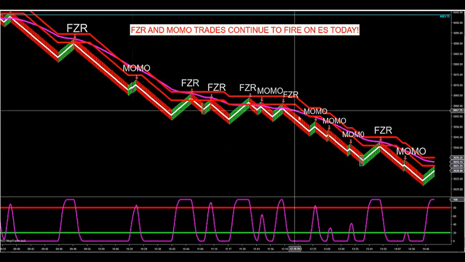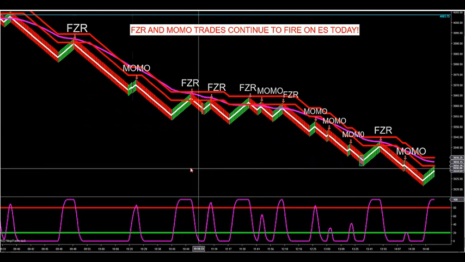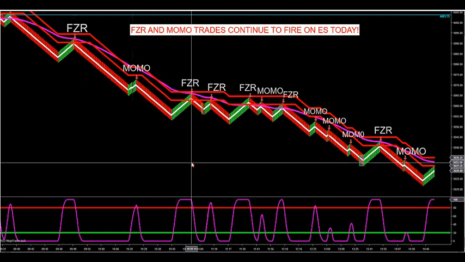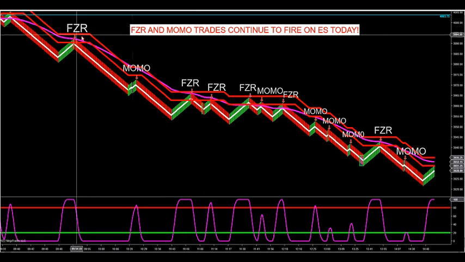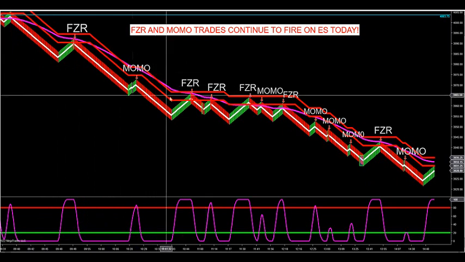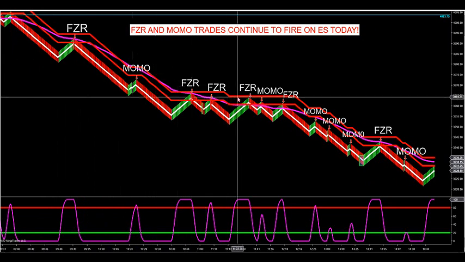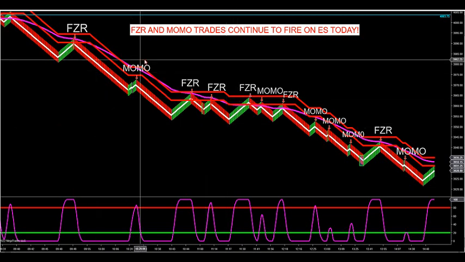So these trades all fired right in a row, all the way from, let's say, around 9:30 all the way to almost 3 o'clock in the afternoon Eastern Standard Time. So you can see that our zone, our red zone, said to short all day. So there's a short bias all day yesterday, one trade after another one.